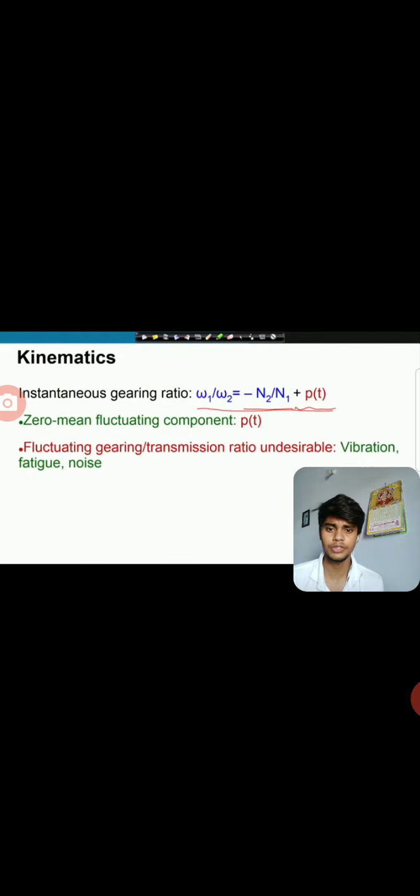Of course, as I mentioned, we would like a constant motion transmission ratio. So why do we need a constant motion transmission ratio? This is because if we have a fluctuating transmission ratio, then we will have vibrations, fatigue, and noise. So the gears may be damaged. If there are fluctuating forces and stresses, the gear teeth and the shaft will be under fatigue.